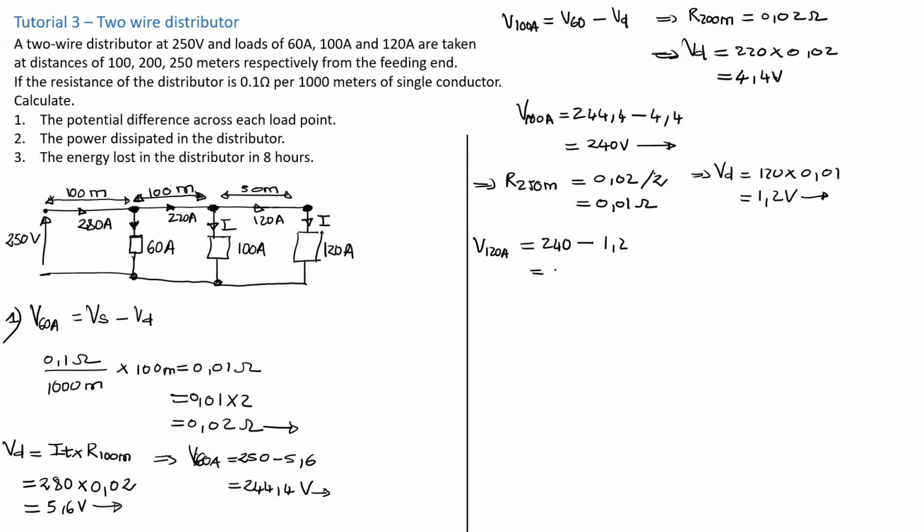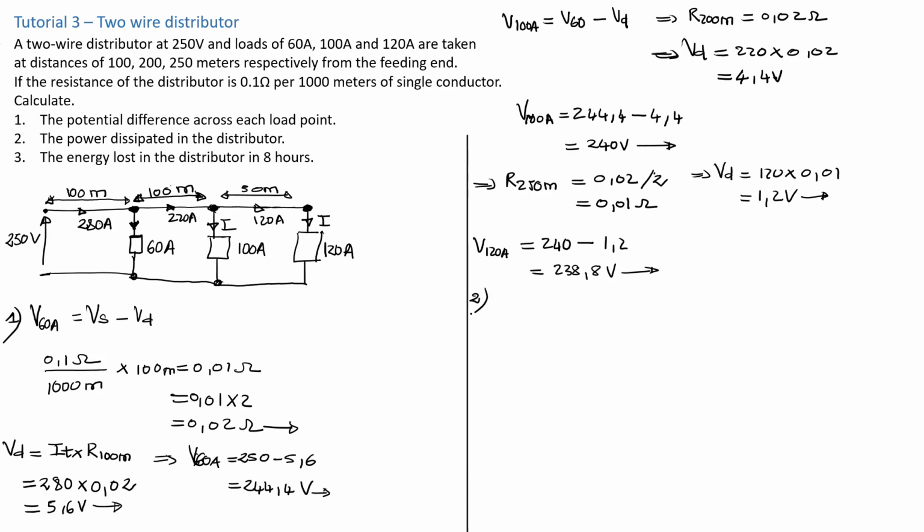And this is going to be equal to, obviously, 238.8 volt. So now we've answered question 1. We now know all the potential differences. So from 250 volt, we only get 238 at this point because there are losses along the distribution line. Now, let's find question 2.